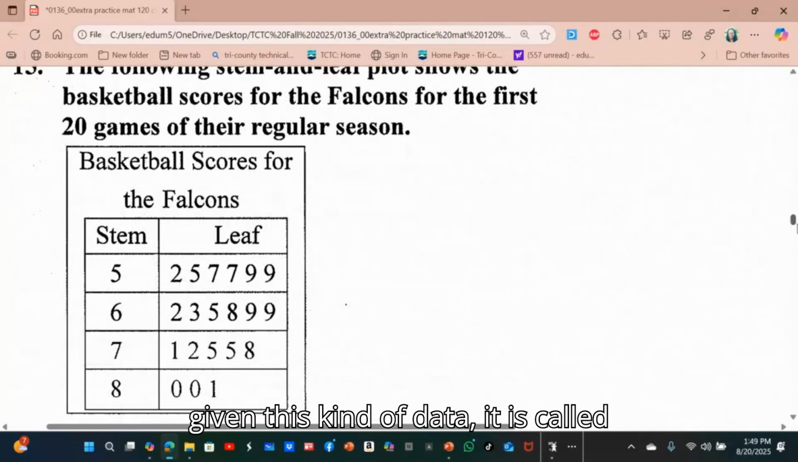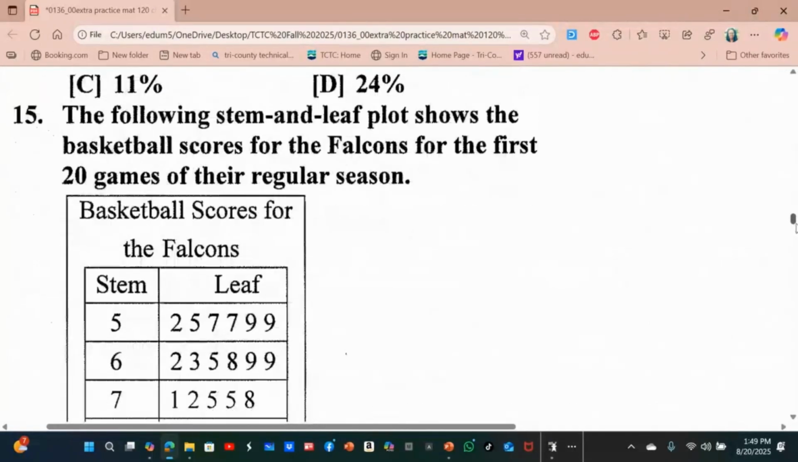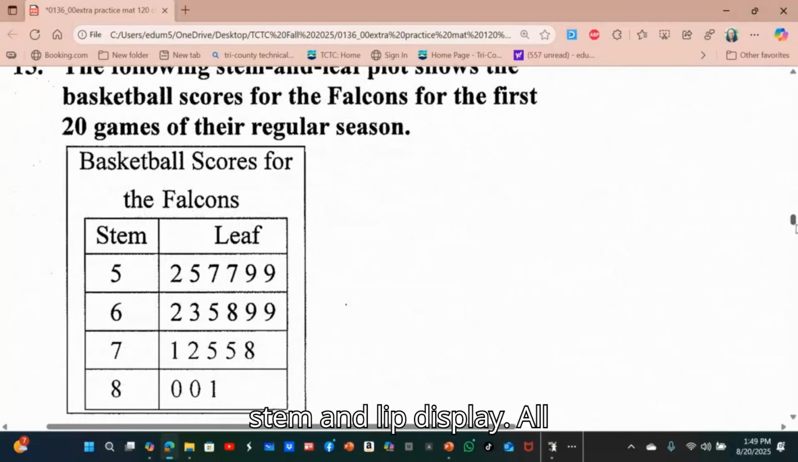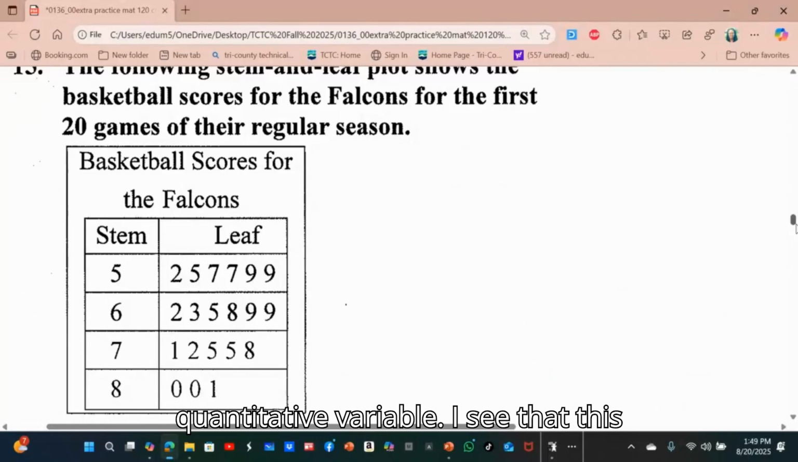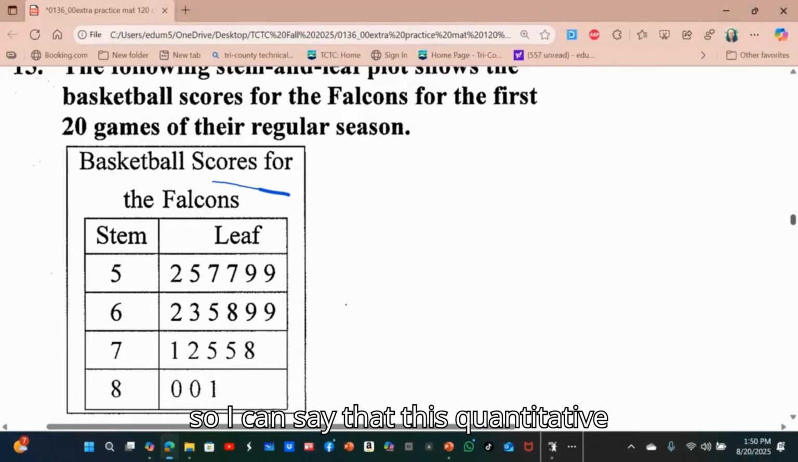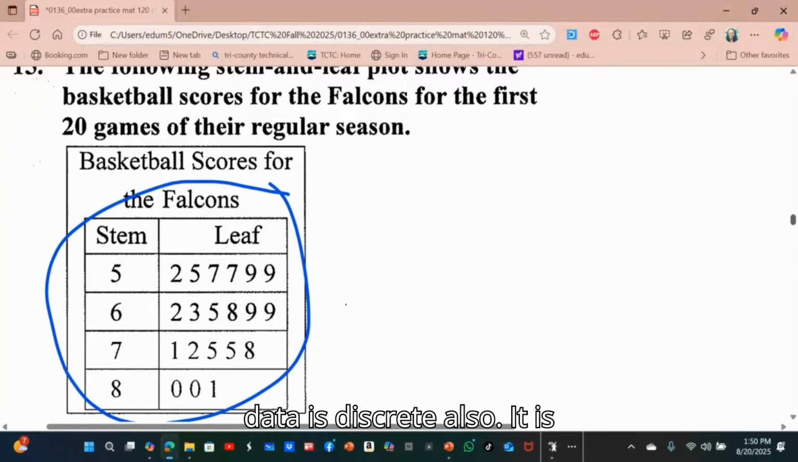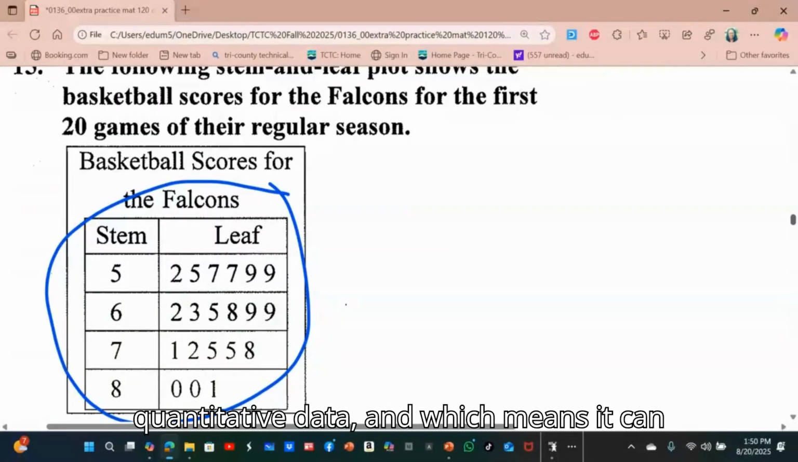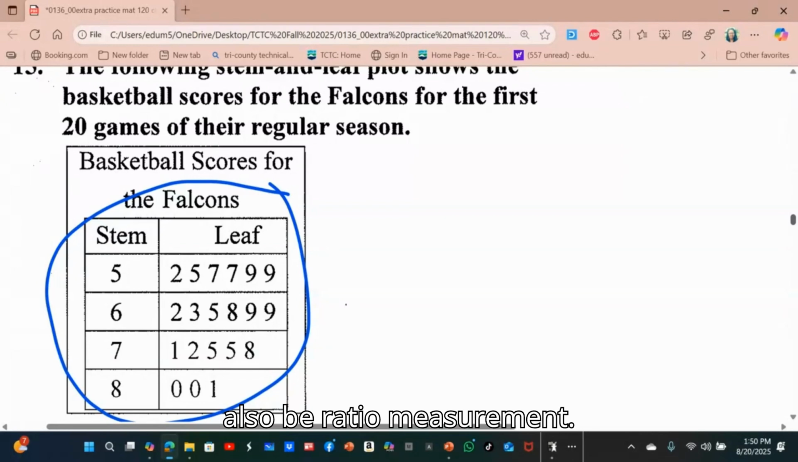When you are given this kind of data, it is called a stem and leaf display. All these data here are quantitative data. There's no decimal here, so I can say that this quantitative data is discrete also. It is discrete and quantitative, and that means it can also be a ratio measurement.